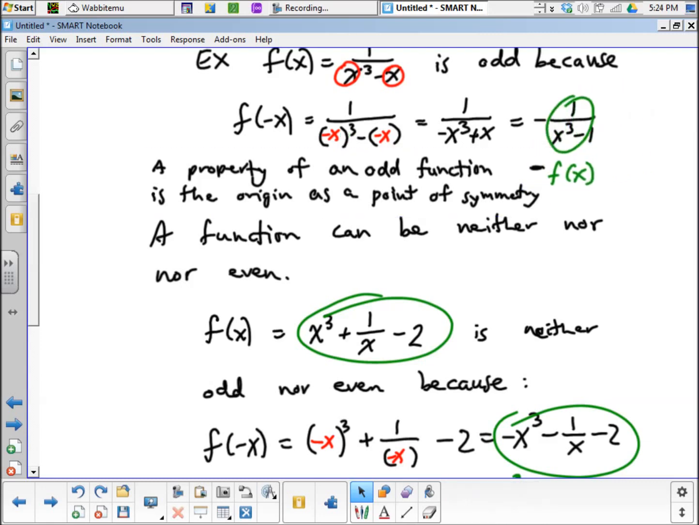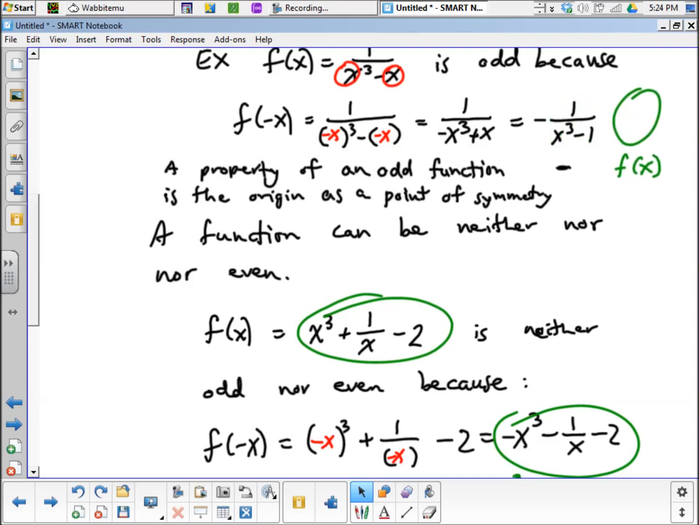Move some of the stuff around here. I like that. That's okay. Don't need this stuff anymore.